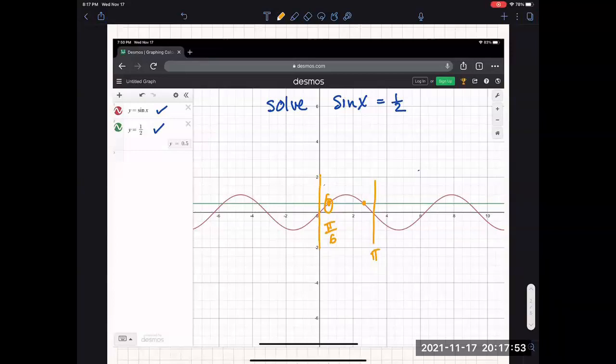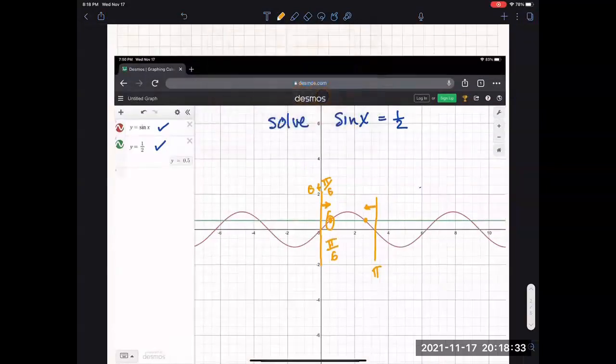And so this first place that we hit 1/2, if I think of how far that was in from the left border here, that was pi over 6 from 0. So this is 0 plus pi over 6. We move pi over 6 to the right from 0. So by symmetry, the other solution there will move left from the border on the right by the same amount. This will be the border at pi, but then you move to the left by subtracting pi over 6.